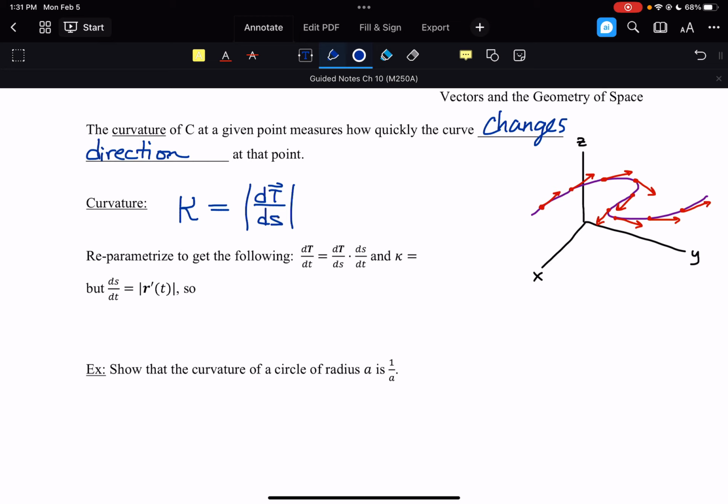Okay, so we got a lot going on here. But we're going to reparameterize this. So we get the following. dT/dt is the same thing as dT/ds times ds/dt, right? And then you get that arc length removal from this process. So we get curvature was this, but we get dT/dt up here and ds/dt down here.